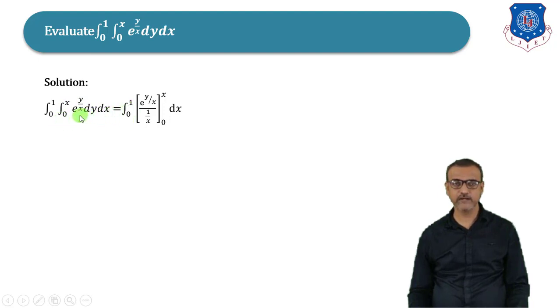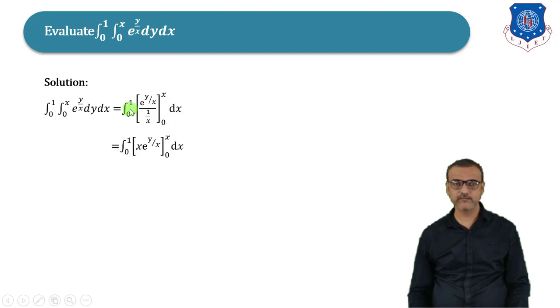Now we will integrate e raised to y by x with respect to y, keeping x constant. Now integration of e raised to x, answer is e raised to x. But integration of e raised to 3x, answer is e raised to 3x by 3. So integration of e raised to y by x, that will be e raised to y by x, and the multiplier of y is 1 upon x. So we have to divide this result by 1 by x, and the limit is from 0 to x.